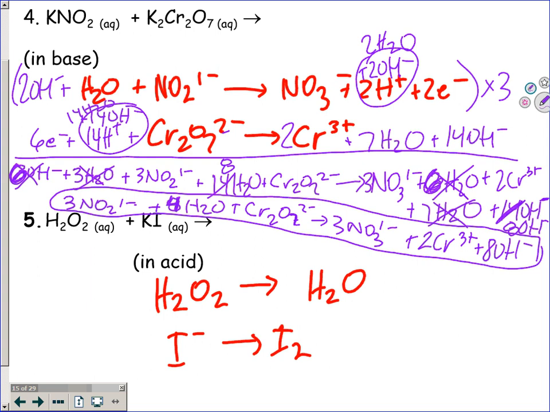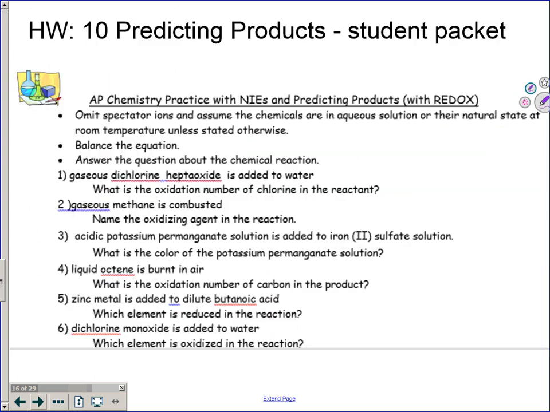If you can continue, I just need some more space. Let me scroll down a second. What I want you to continue on for the moment is this 10 reaction prediction. Find this in your packet. I have 6 right here, but there's 10. If you know how to do that first one, I'm just going to redo it real fast, and then move on to redox stoichiometry because we've got 25 minutes left in class. It says AP Chemistry practice with denies and predicting products with redox.